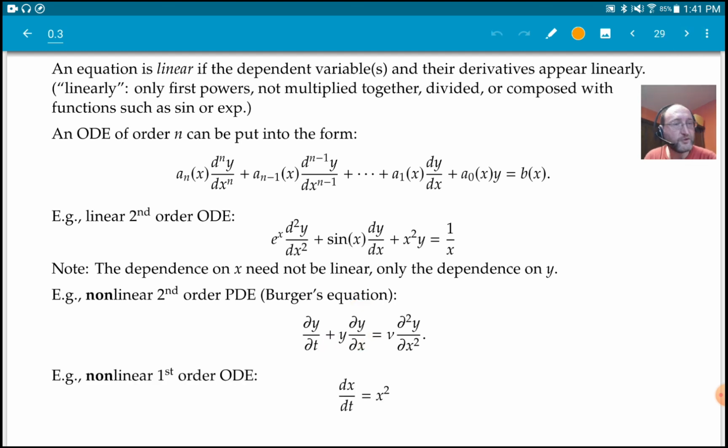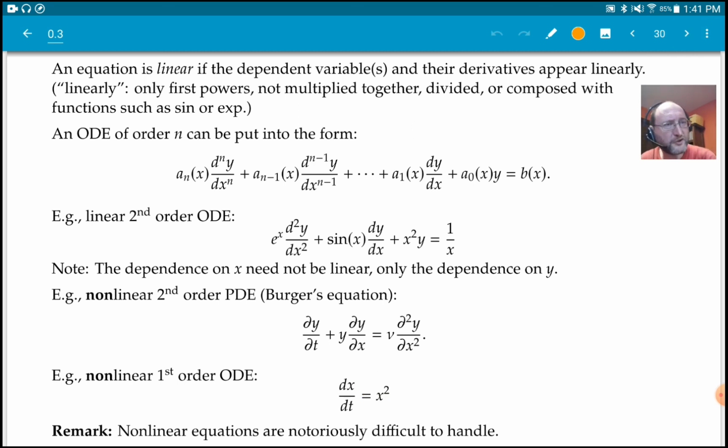Or how about a simpler one? If I have this first order ODE, it's nonlinear because I take y squared, so the dependent variable is being squared, so it's definitely not linear. All right, and nonlinear equations tend to be a lot more complicated, a lot more difficult to handle. So we hope that if we're trying to solve something, we get as linear a problem as possible.